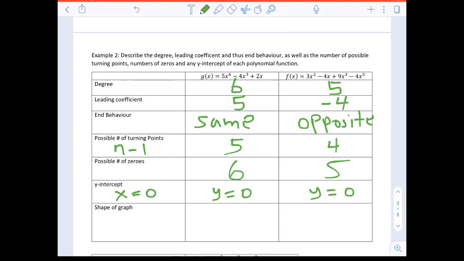And finally, shape of the graph. So I want to know, is it a U-shape or is it a twist? The one over here on the left is an even function, so it's going to be a U-shape. And the one over here on the right is going to be a twist. We'll get into sketching them later on. It's just a matter of getting these characteristics down first and going through them.